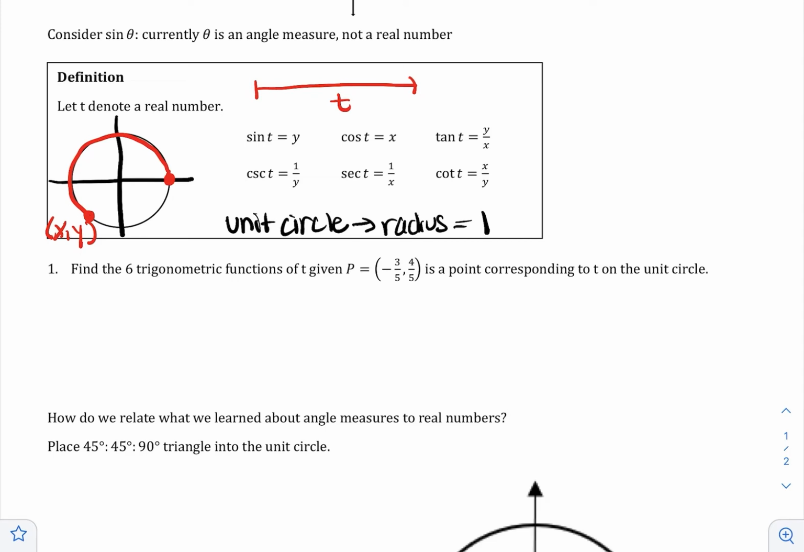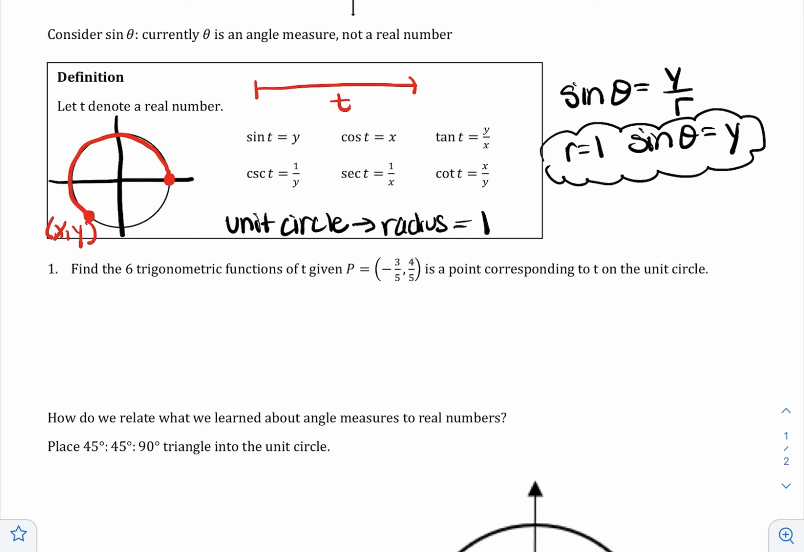Because r is 1, when you evaluate your 6 trig functions, remember that before, sine of theta was y over r. But if r is equal to 1, if the distance from the origin is equal to 1, that means sine of theta is equal to y. This is the beauty of why we use the unit circle: it makes r equal to 1, which makes it easier to work with the trig functions. So let's look at our definition. Sine of t is equal to the y coordinate, cosine of t is equal to the x, tangent is y over x, and then the other 3 follow from the reciprocal. Cosecant is the reciprocal of sine, secant the reciprocal of cosine, and cotangent the reciprocal of tangent.